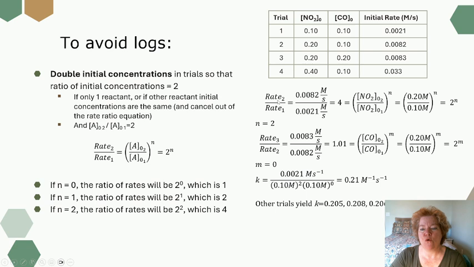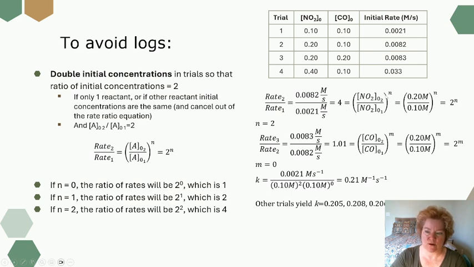So note that for finding n, the order with respect to NO2, I'm going to look for 2 trials where NO2 is doubled but CO stayed the same. That would be trials 2 and 1. So I'm going to use trial 2. I usually always use the bigger number on top. It just makes math easier. So the bigger rate over the smaller rate equals, for trial 2, the rate over the initial rate. And then I'm going to use the initial concentrations of NO2 for trial 2 over NO2 for trial 1. So this ratio of the rates ends up being 4.